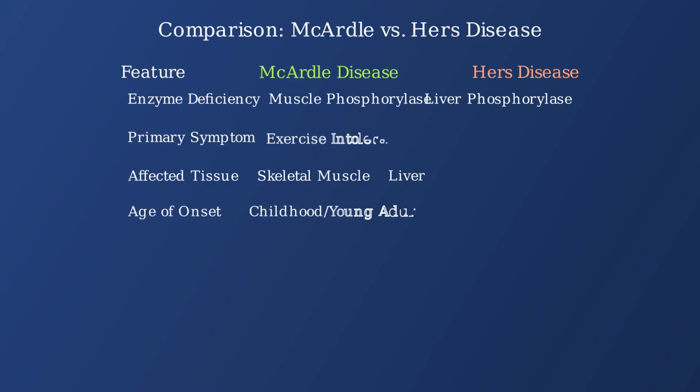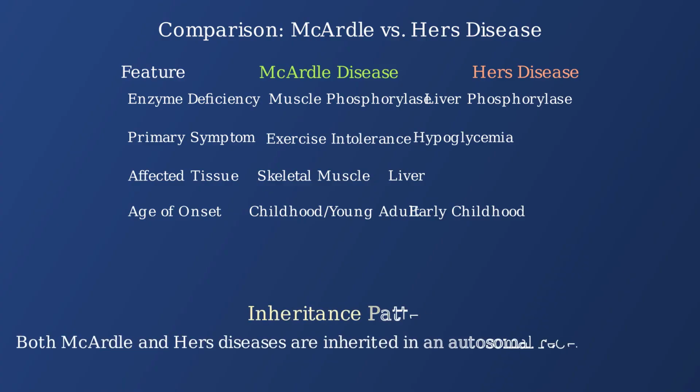Hers disease affects liver phosphorylase, leading to hypoglycemia. It generally manifests in early childhood and affects the liver's ability to maintain blood glucose levels. It's important to note that both McArdle and Hers diseases are inherited in an autosomal recessive pattern, meaning both parents must carry a copy of the mutated gene for a child to be affected.